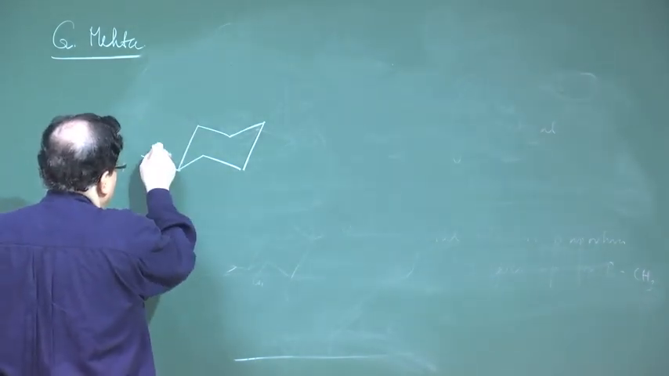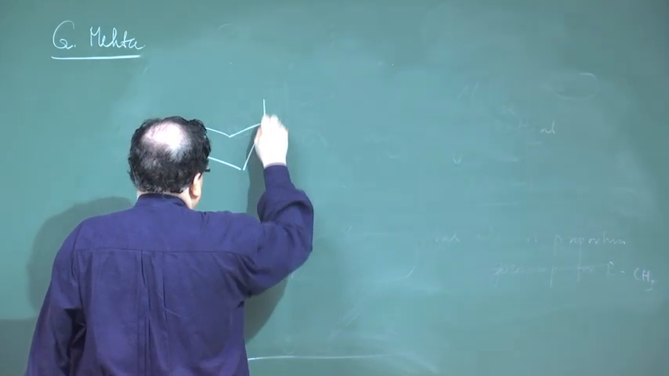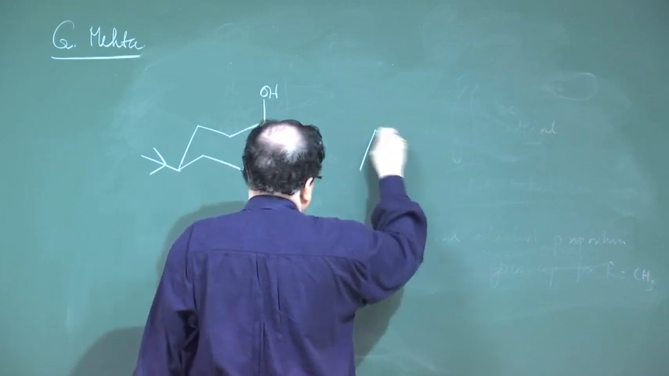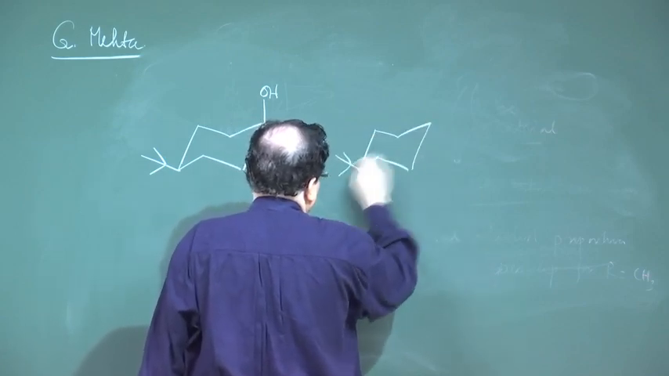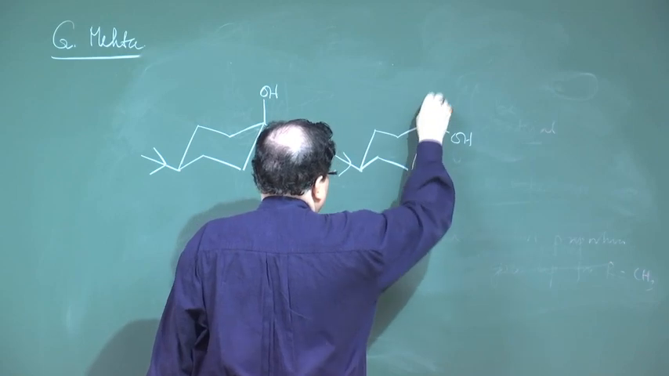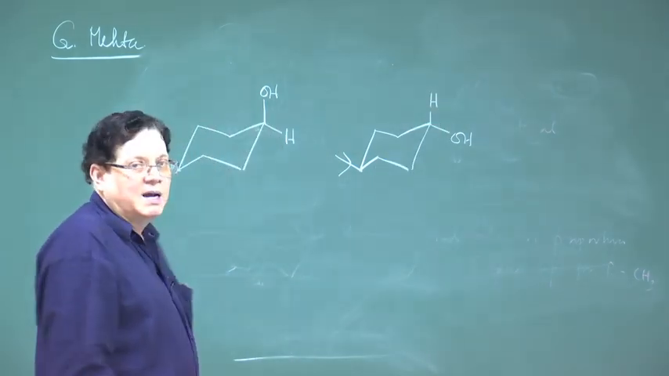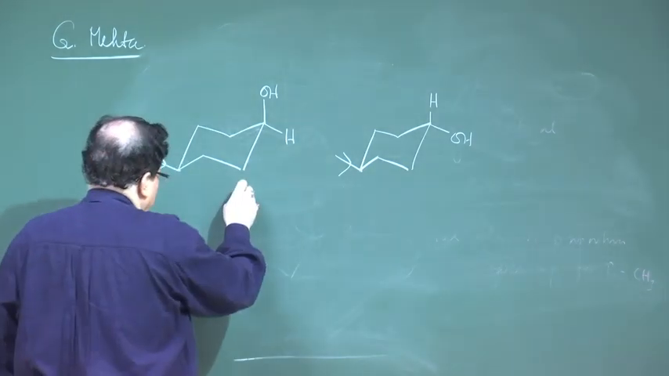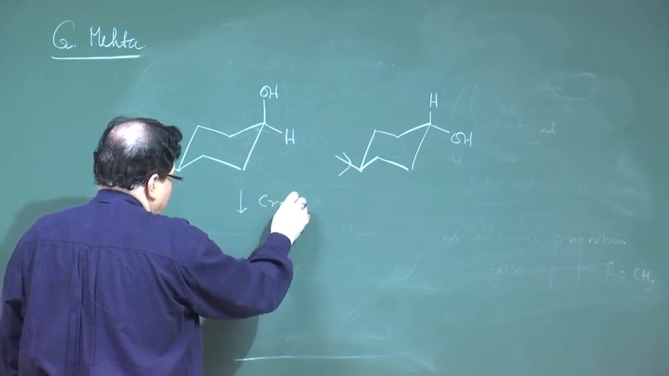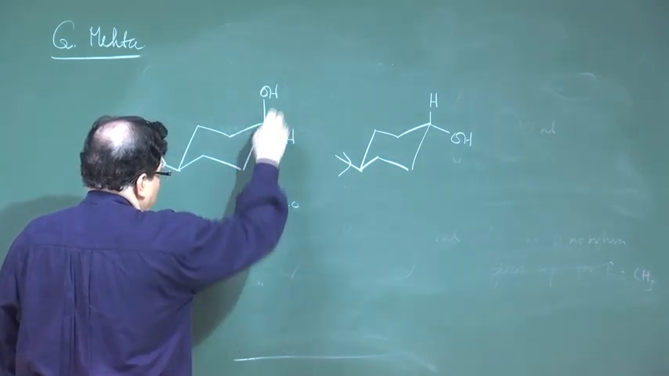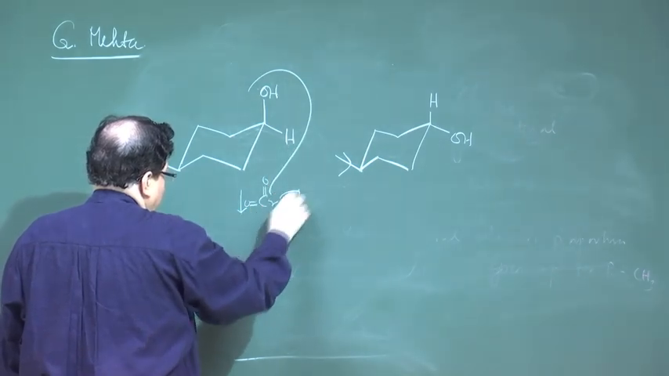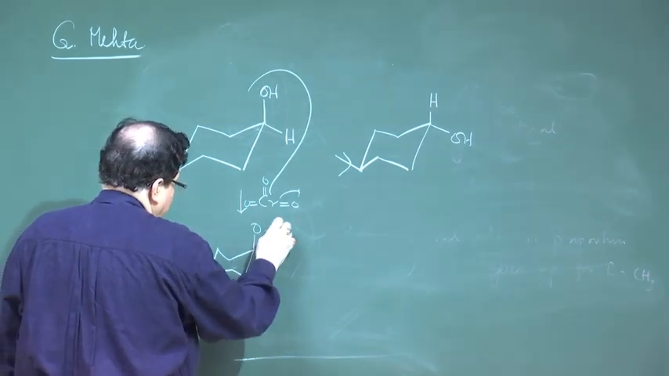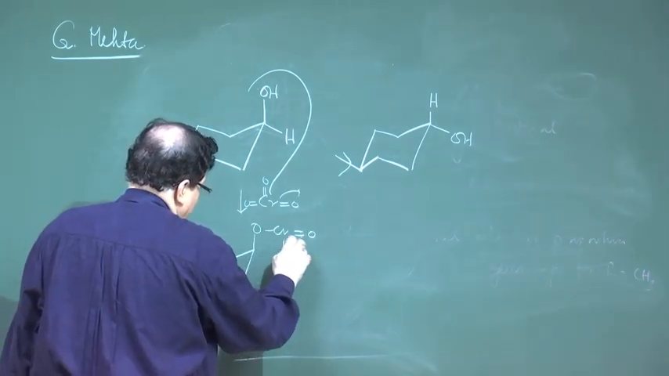Now, remember when we read the rate of chromic acid oxidation of these two alcohols, our result was that the axial alcohol was oxidized at a faster rate. The reason is that the mechanism is such that first it forms the chromate ester, which is a very rapid process and is not the rate determining step. The rate determining step is the breakage of the chromate ester.